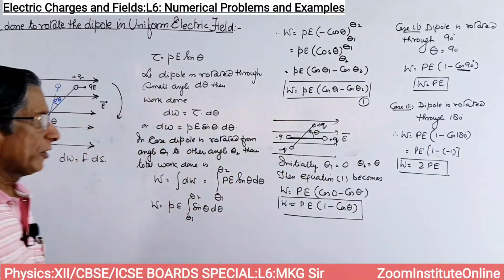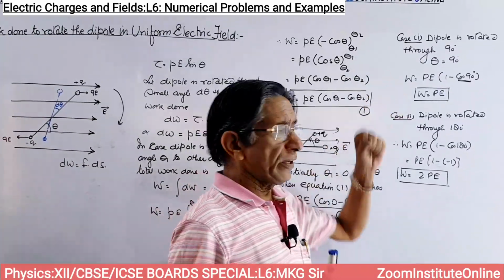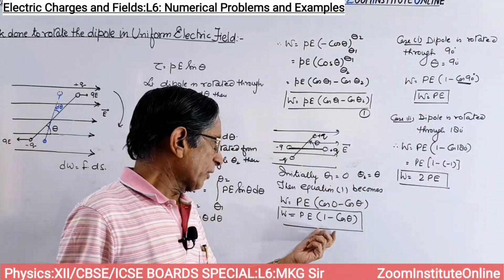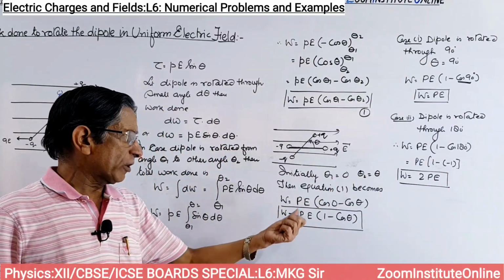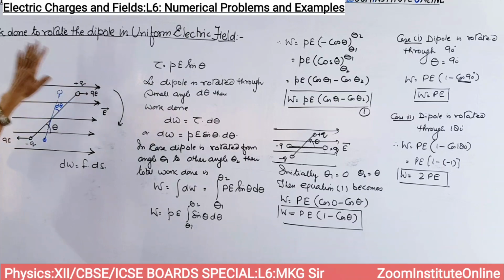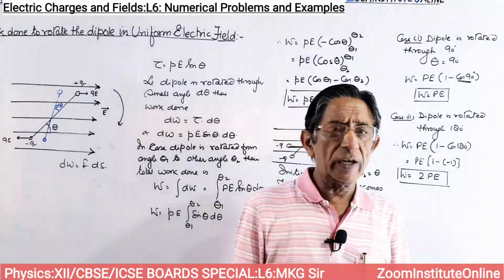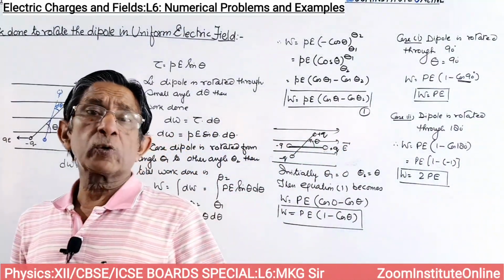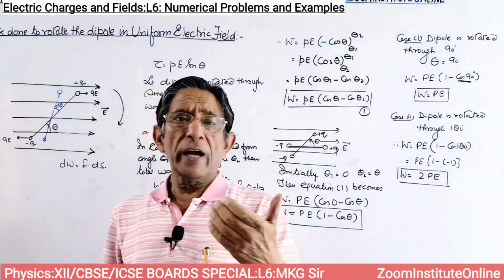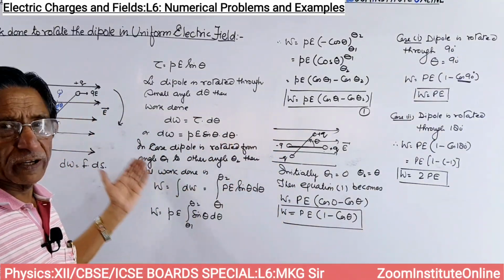So in this way you have calculated the work done to rotate a dipole in a uniform electric field by 90 degrees, then PE. And if you have to rotate by 180 degrees, then 2PE. General formula to rotate the electric dipole, work done is W is equal to PE (1 minus cos theta). So in this way, dear students, this is all about the work done to rotate an electric dipole in a uniform electric field. In the exam, suppose in a numerical it is asked, calculate the work done to rotate a dipole through 90 degrees, you can use this formula directly. You can use this formula directly when it is asked to calculate the work done to rotate the dipole by 180 degrees. So this is all about work.